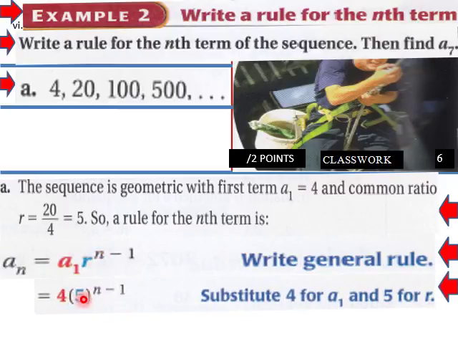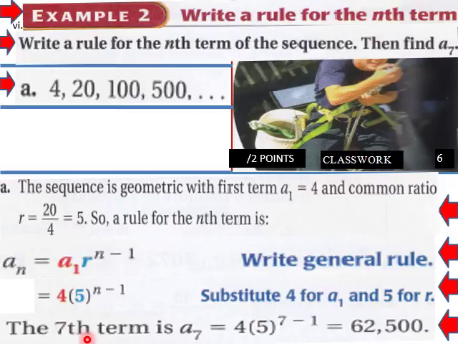Here's the general rule for a geometric sequence. So here's our plug-in, 4 times 5 to the n minus 1. 5 is our r, and 4 is our first member of that sequence. So the seventh term, a sub 7, would be 4 times 5 to the 7 minus 1, which equals 62,500.